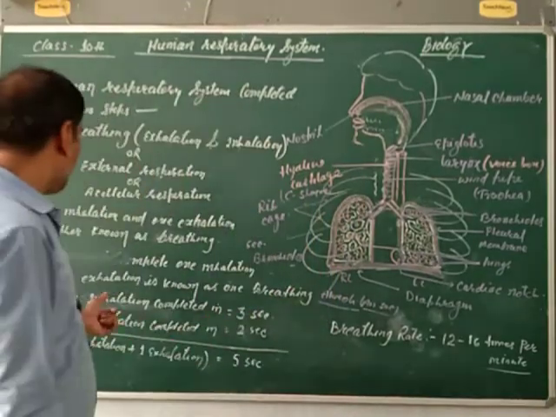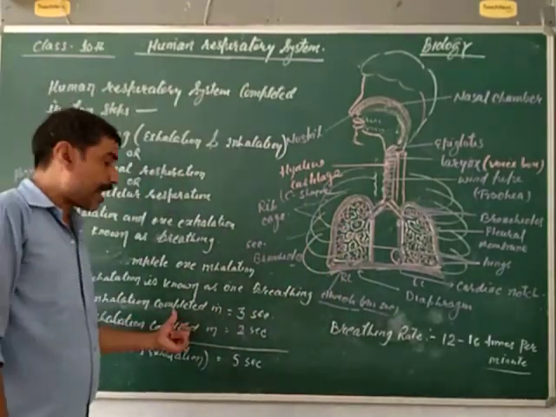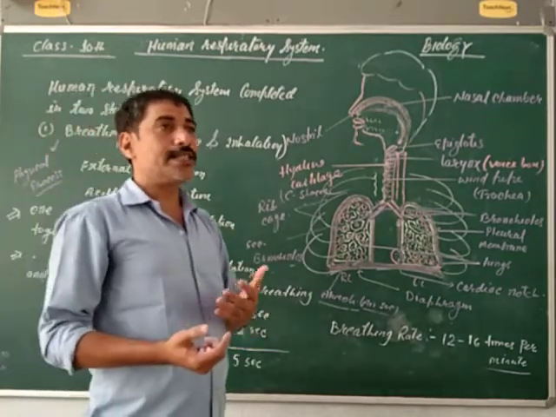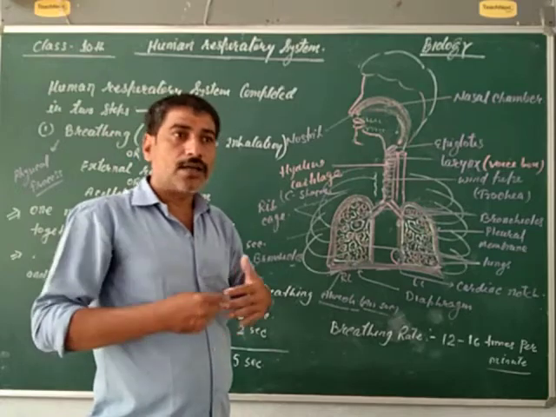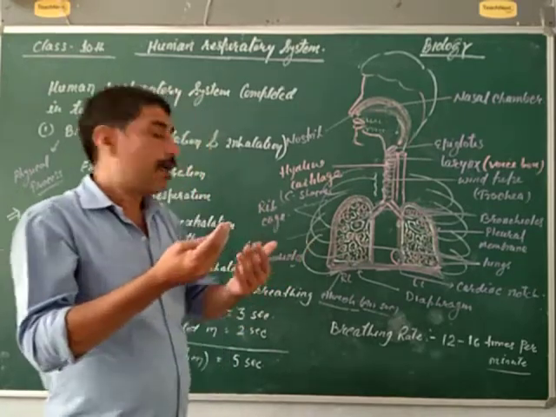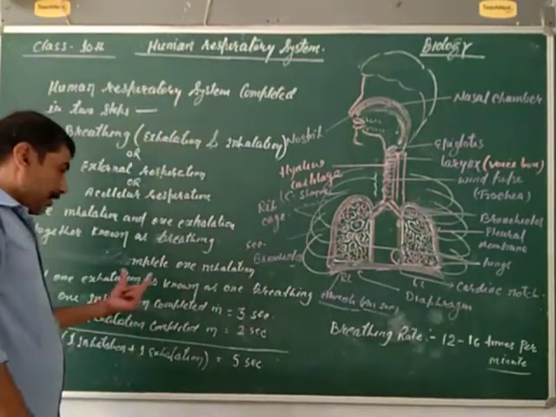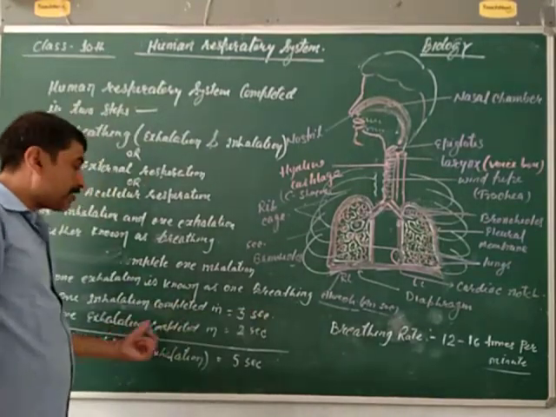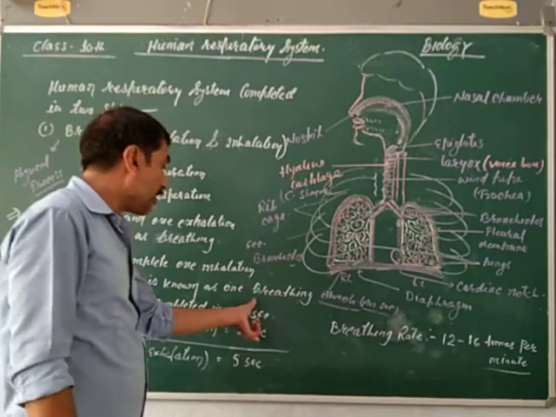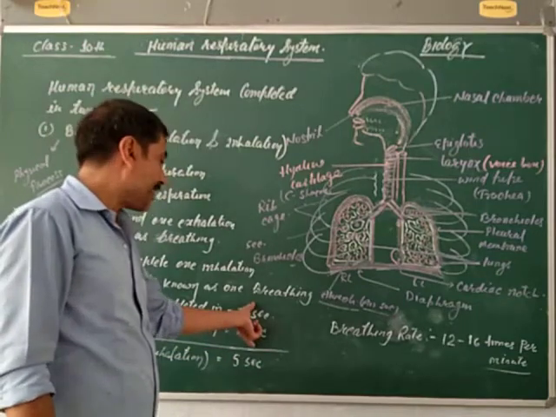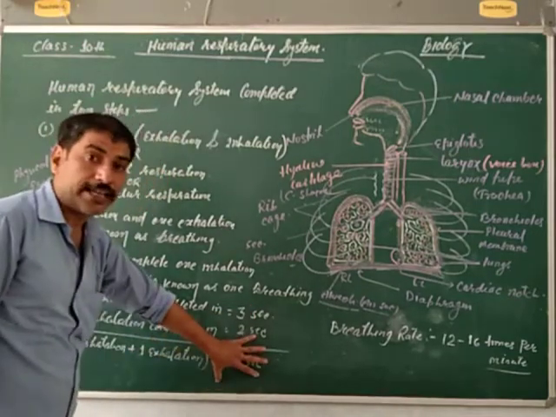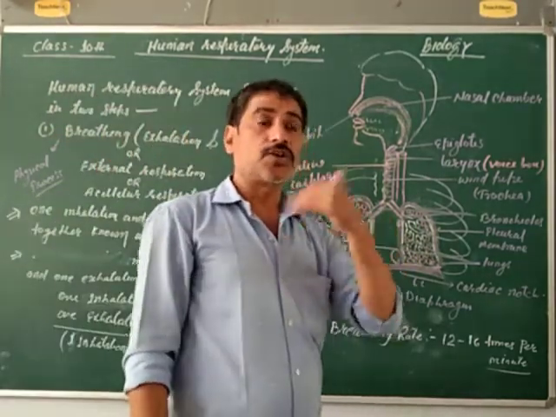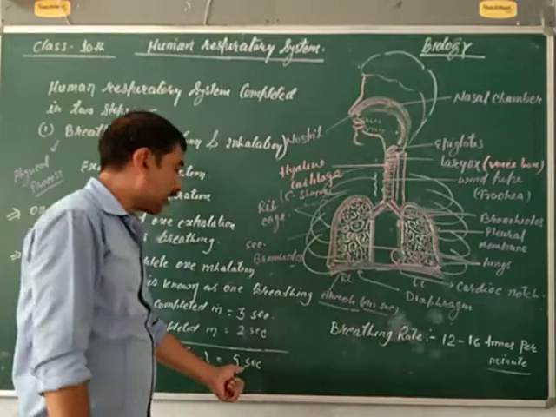One inhalation is completed in 3 seconds. आप जब सांस लेते हैं तो सांस लेने के समय ज़्यादा होते हैं और इसे छोड़ने के समय कम होते हैं. तो यह समय approx one inhalation completed in 3 seconds and exhalation completed in 2 seconds. Total one inhalation and one exhalation is equal to 5 seconds. It means एक breathing यानी एक बार सांस लेने और छोड़ने में वह समय जो लगते हैं वह 5 seconds के बराबर होते हैं.